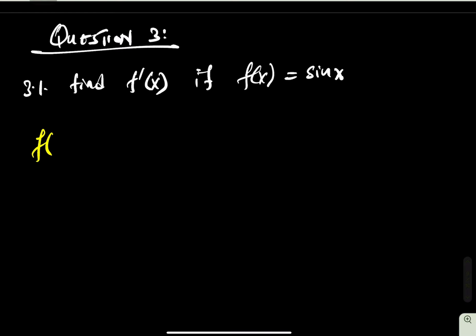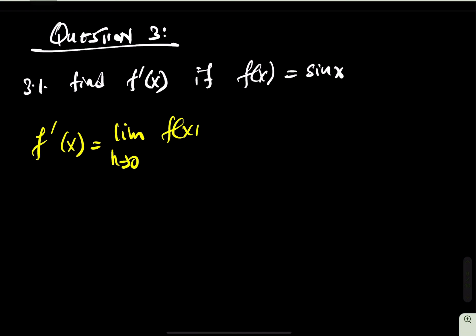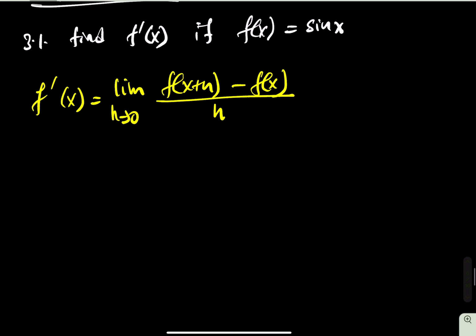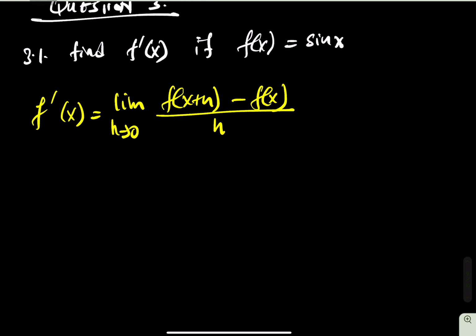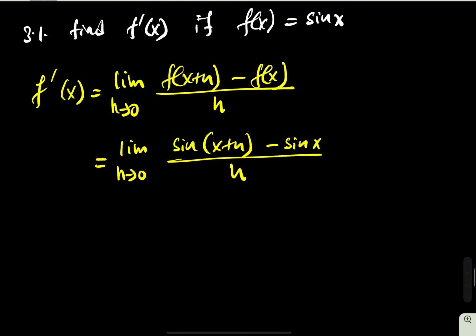So we're going to get f prime of x is equal to the limit as h tends to 0 of f(x plus h) minus f(x), divided by h. That is your first principle. You know it from high school. It's the definition of derivatives. That is going to give you the limit as h tends to 0 of sine(x plus h) minus sine x, divided by h.